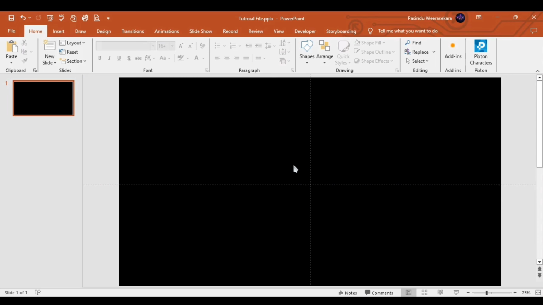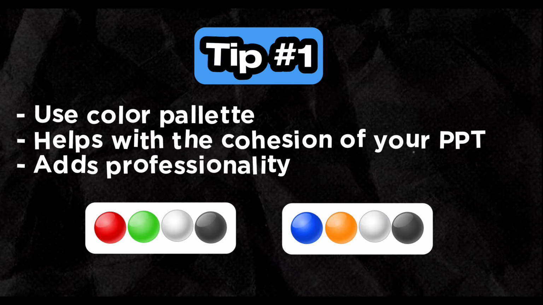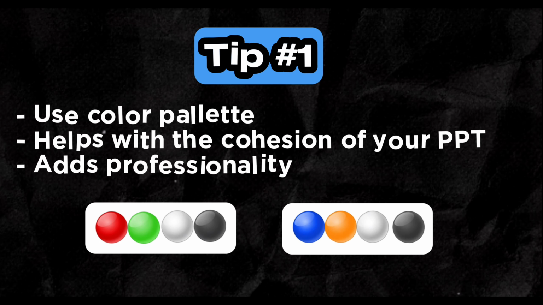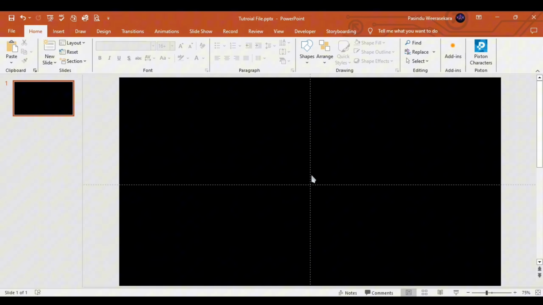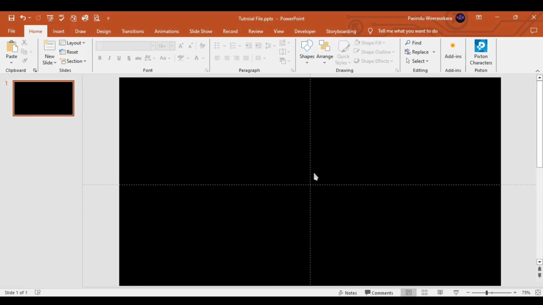And talking about color themes, my first tip is to always refer your color scheme from a color palette, as it helps with the cohesion aspect of your presentation. So since we're doing a technology presentation, I think some cool colors like blue, white and black will work best. So now we can start inputting our information onto our slide.